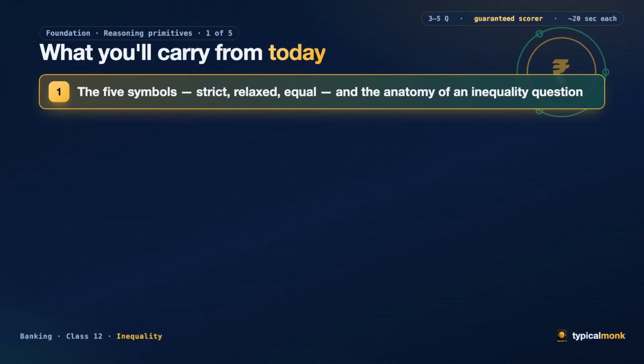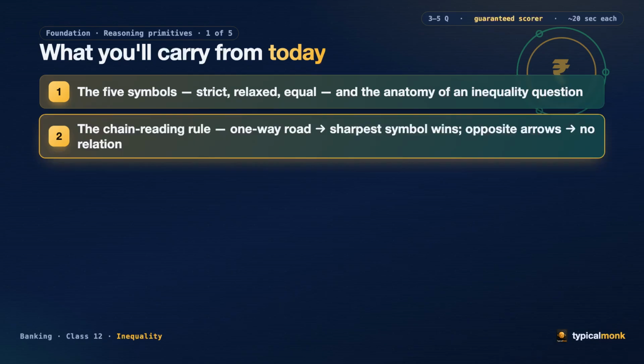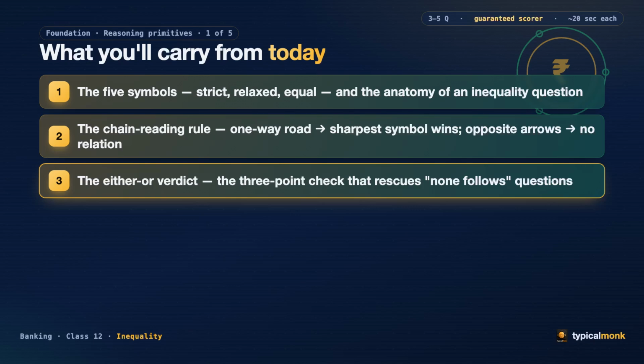Let us begin. So what will you carry home from today's class? First, all 5 symbols, strict, relaxed, and equal, and the full anatomy of an inequality question, statements, conclusions, and options. Second, the chain reading rule. On a one-way road, the sharpest symbol wins, and what opposite arrows mean, no relation. Third, the either-or verdict, the 3-point check that pulls a drowned mark back out of none follows questions.